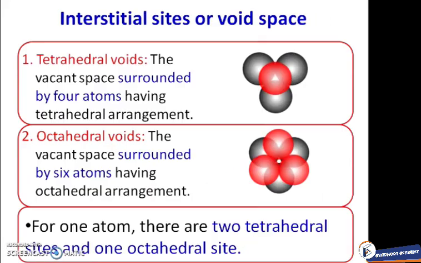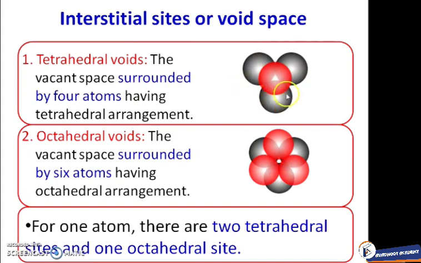Next point is, what is the meaning of interstitial voids or interstitial sites and void space? There are 2 types of voids, tetrahedral void and octahedral void. Now what is the meaning of tetrahedral void? The vacant space surrounded by 4 atoms having tetrahedral arrangement is called a tetrahedral void.